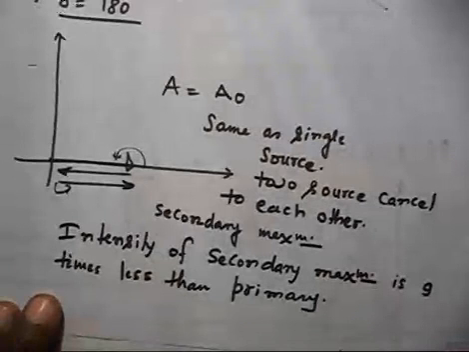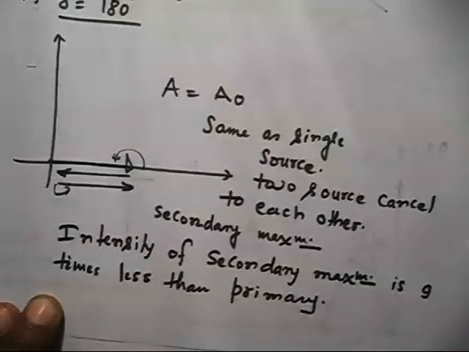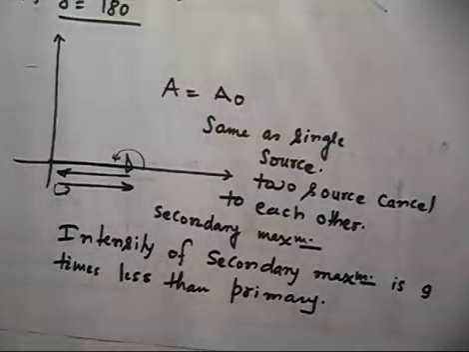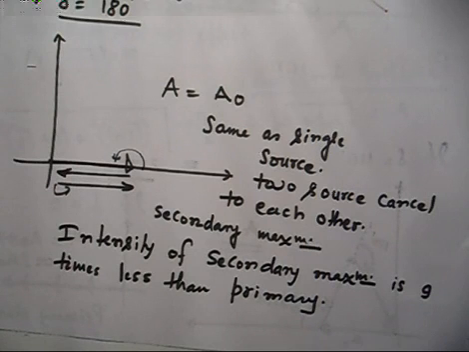Now intensity in this case is simply the single source intensity, because amplitude is related to single source amplitude, so intensity will be simply I naught. So the primary maxima has an intensity of 9 I naught, while in this case the secondary maxima has an intensity of only I naught. So there is a 9 times decrease.